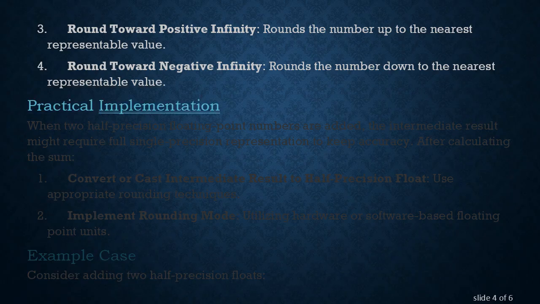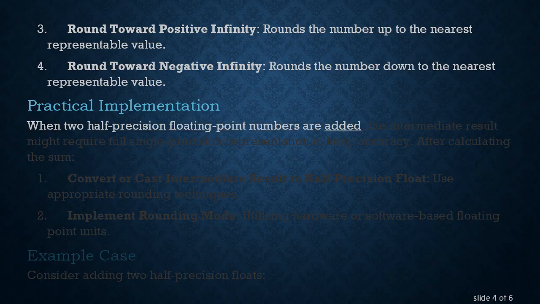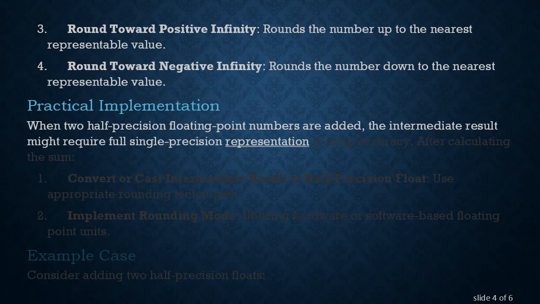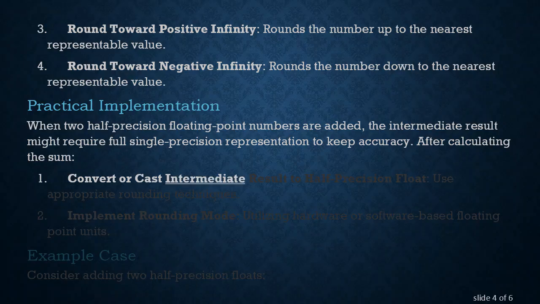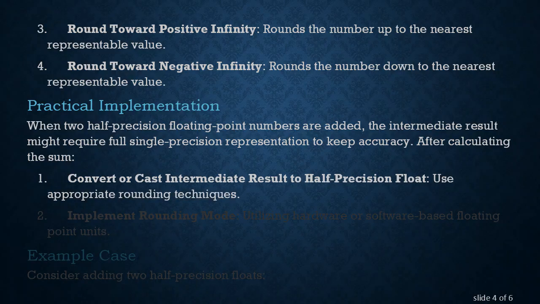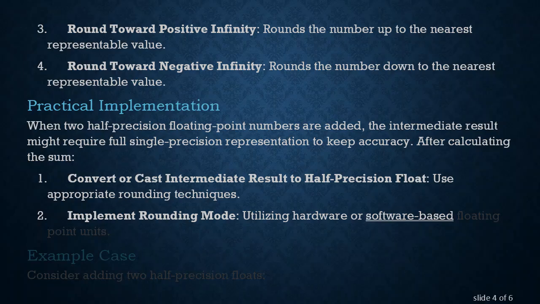Practical implementation. When two half-precision floating-point numbers are added, the intermediate result might require full single precision representation to keep accuracy. After calculating the sum, convert or cast the intermediate result to a half-precision float, using appropriate rounding techniques. Implement the rounding mode utilizing hardware or software-based floating-point units.